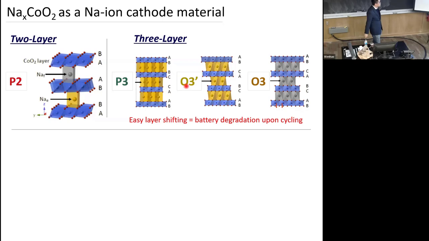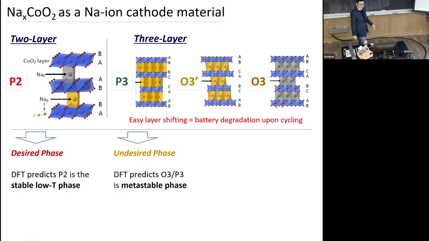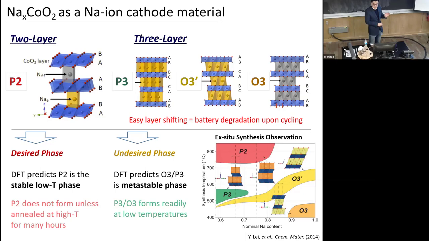And in DFT, when we calculate the energies of P2 versus P3, we find that P2 is the lower energy phase. So it's the equilibrium convex hull phase, and P3 is a metastable phase, okay? However, if you go to the experimental synthesis diagram, this is not a phase diagram, this is an experimental observation, okay? P2, which is predicted to be the low temperature phase, does not form unless you anneal the sample at very high temperatures for a long time.